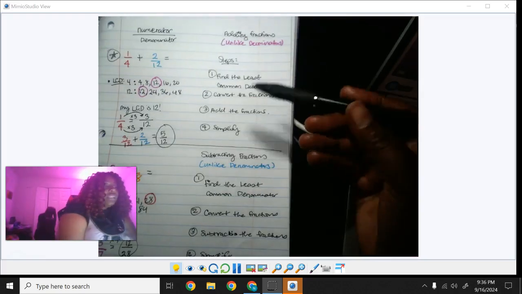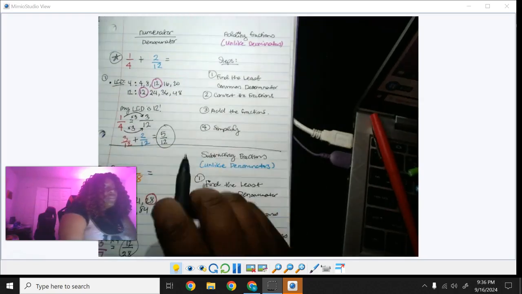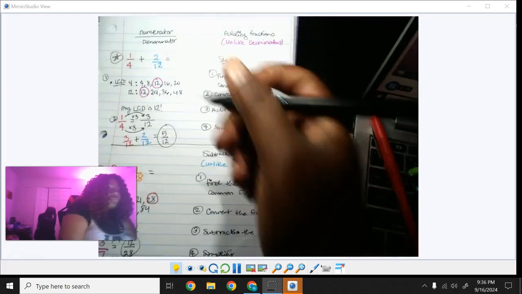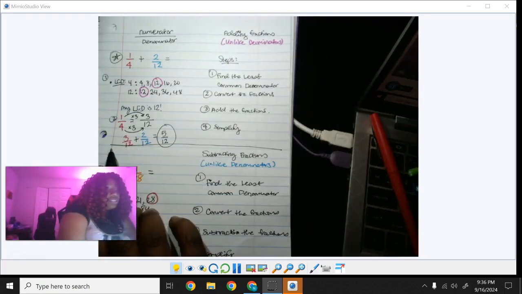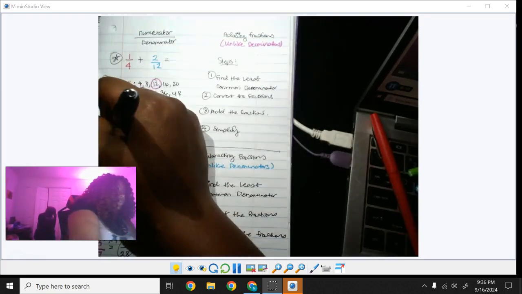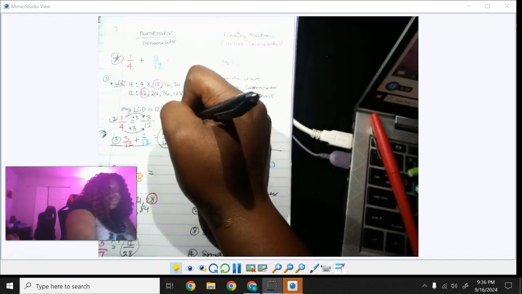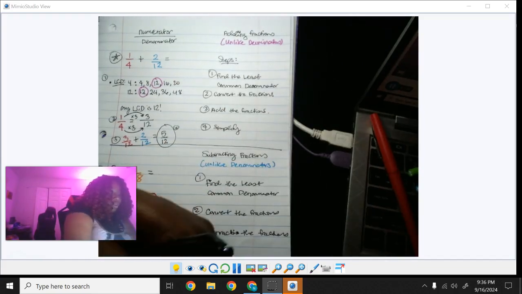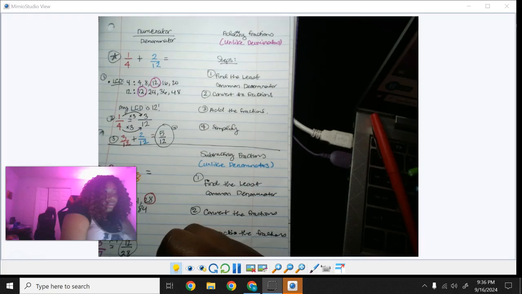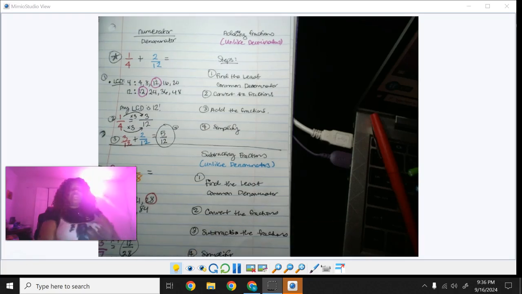So let's recap the steps. We found the least common denominator, step 1. Then we converted the fractions, that's step 2. We added the fractions, that's step 3. And our simplified answer is step 4. So that's 1, 2, 3, and 4 as well. So now you can see this process.